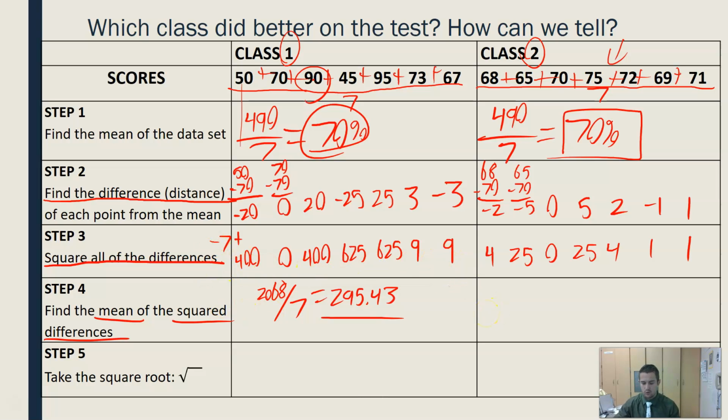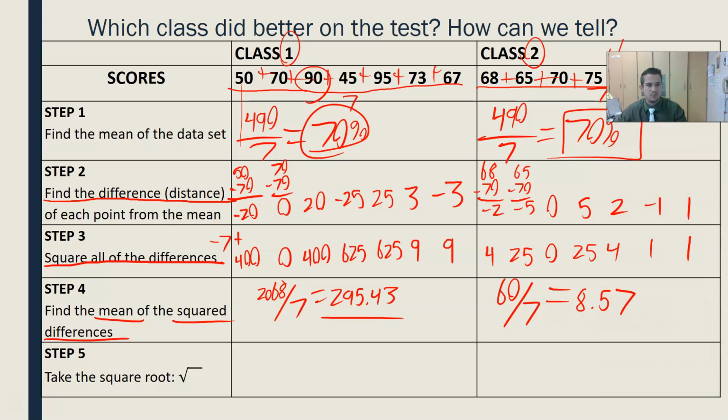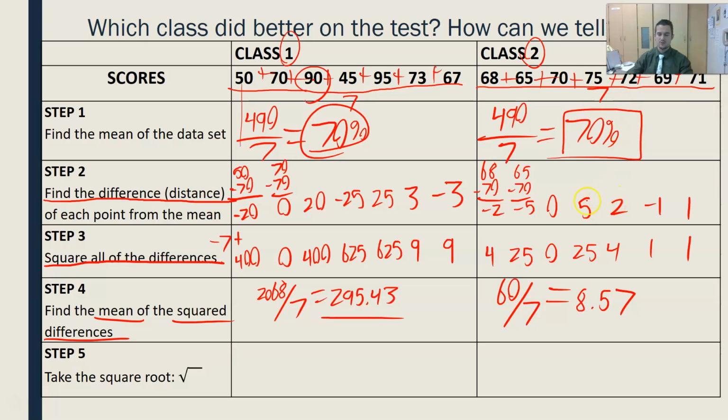Next, let me take 4 plus 25 plus 0 plus 25 plus 4 plus 1 plus 1. That's equal to, oh, I did that wrong, equal to 60. So if I find the average of all those, I take 60 divided by 7, and I get 8.57. Okay, let me move my face out of the way again so you can see what's going on here.